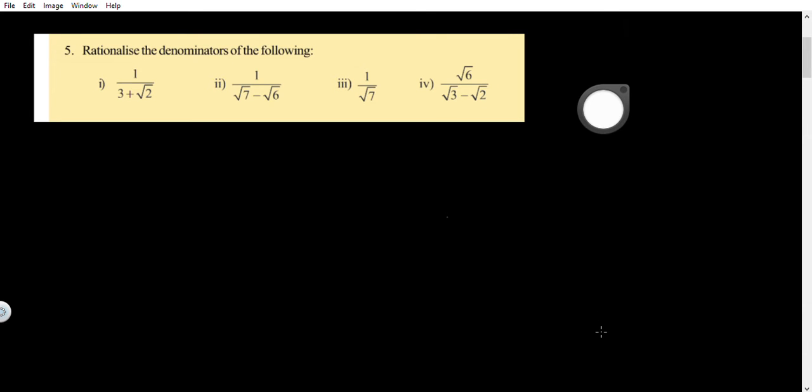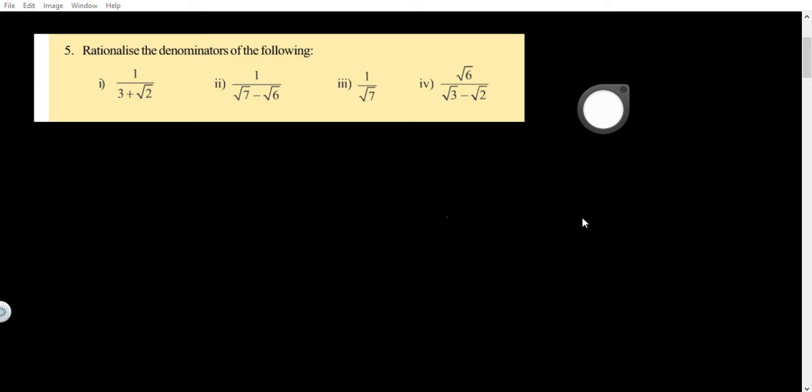Listen everyone. Today we are going to discuss an important topic that is very helpful in coming years. See here, rationalize the denominator of the following. First one I will try. Second one you try it. Okay?